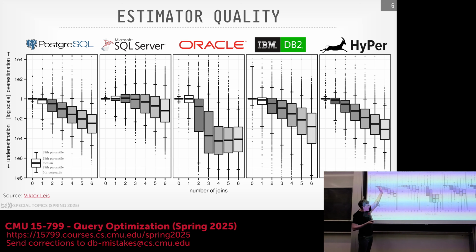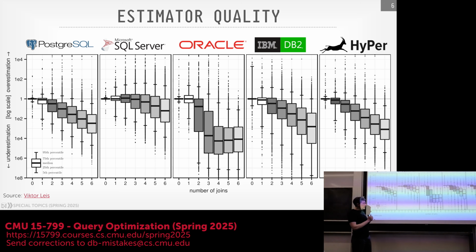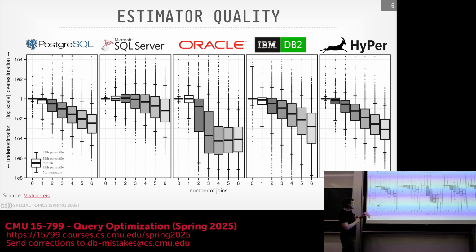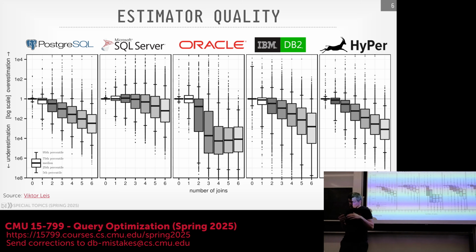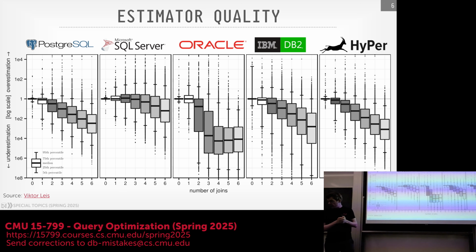So you can see the trend where as you add more joins, everybody is underestimating from where you should be, or where the actual ground truth is. Nobody's actually overestimating. Again, this is for the join order benchmark, which is a workload that the Germans created for this particular paper, derived from the IMDb dataset.